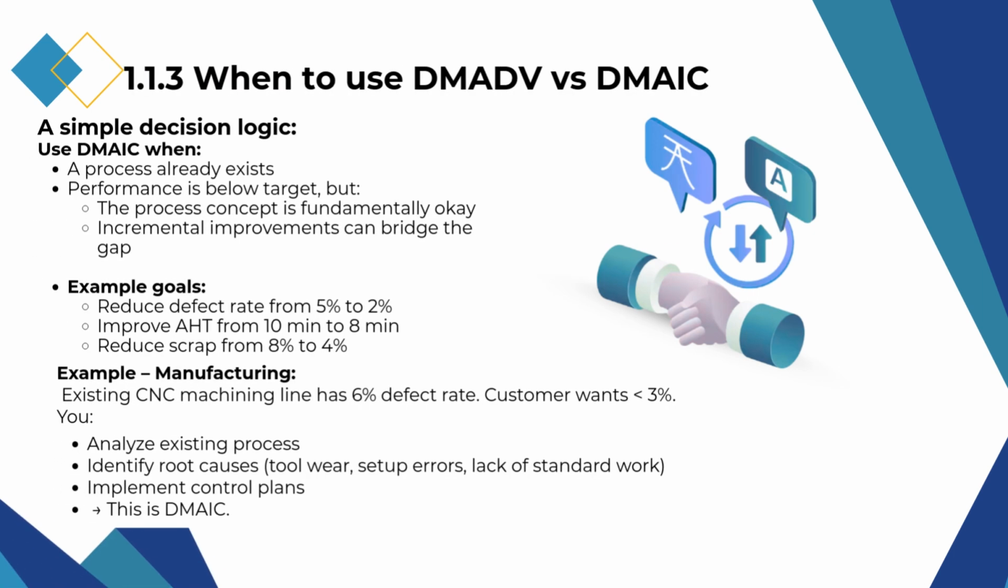DMADV should be used when a new product, service, or process must be designed, while DMAIC is appropriate when a process already exists and its basic concept is sound but performance is below target and can be improved through incremental changes such as reducing defect rates, improving cycle time, or lowering scrap, as illustrated by the manufacturing example where an existing CNC machining line with a 6% defect rate is improved to below 3% by analyzing root causes, correcting issues like tool wear and setup errors, and implementing control plans, which is a clear application of DMAIC.